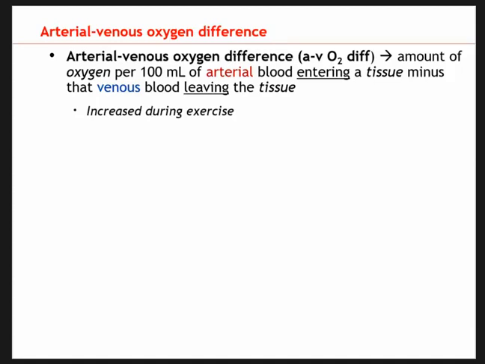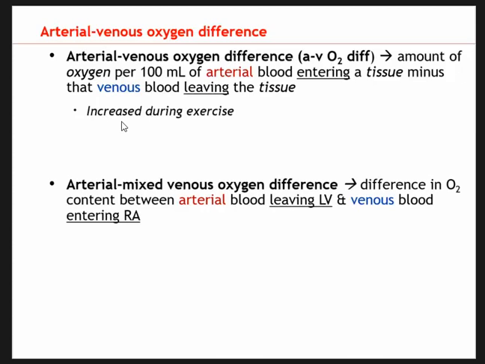And so it's going to take more oxygen out of the blood. So when we take the difference between the oxygen in the arterial blood versus the oxygen in the venous blood, we're going to see a big difference during exercise. So the difference increases. Here's another term, but it's very similar. It's talking about the right atrium and the left ventricle, though.